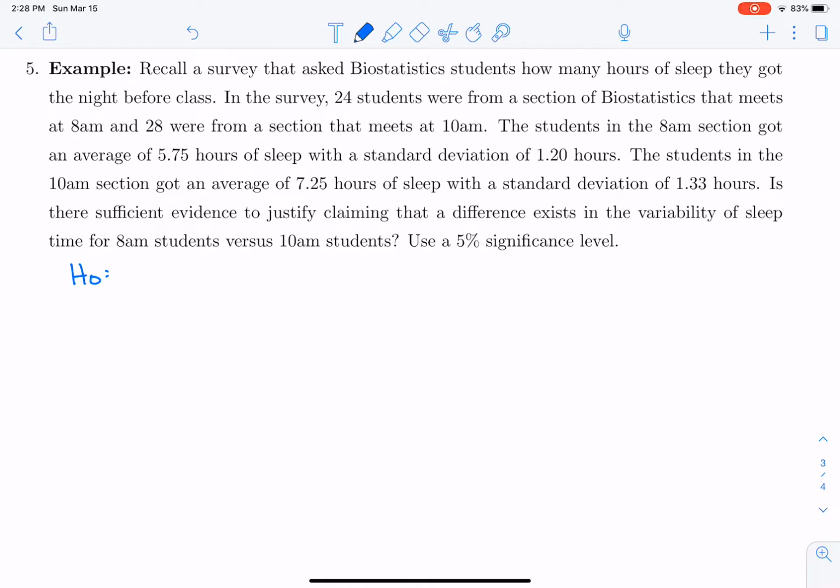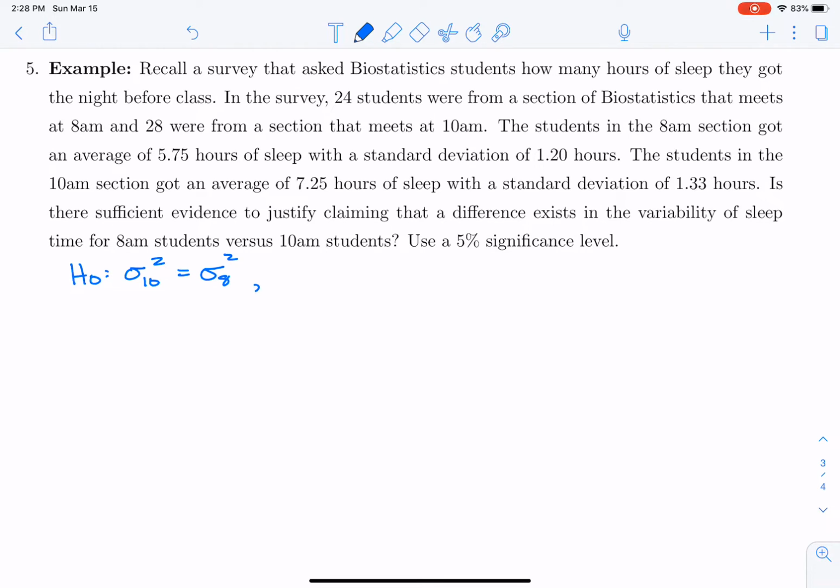Again, we will use a 5% significance level. So our null hypothesis is that the variance for the 10 a.m. class is equal to the variance for the 8 a.m. class. I will label them as sub 10 and sub 8. Notice that I put sigma sub 10 squared first because the sample standard deviation for that was actually larger.